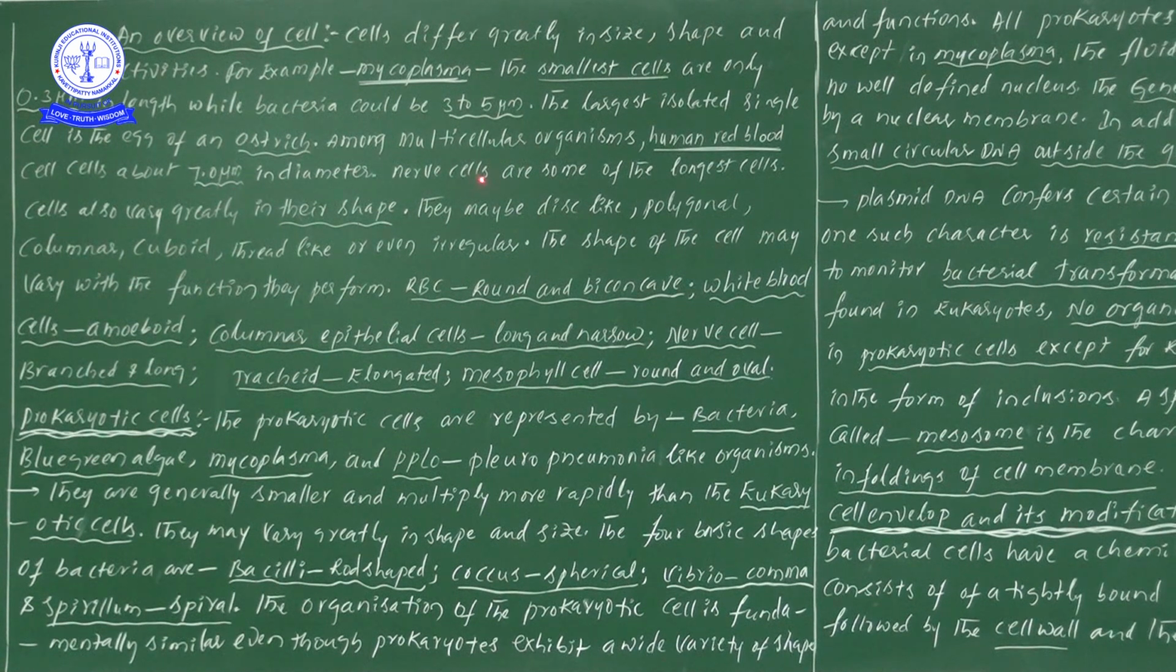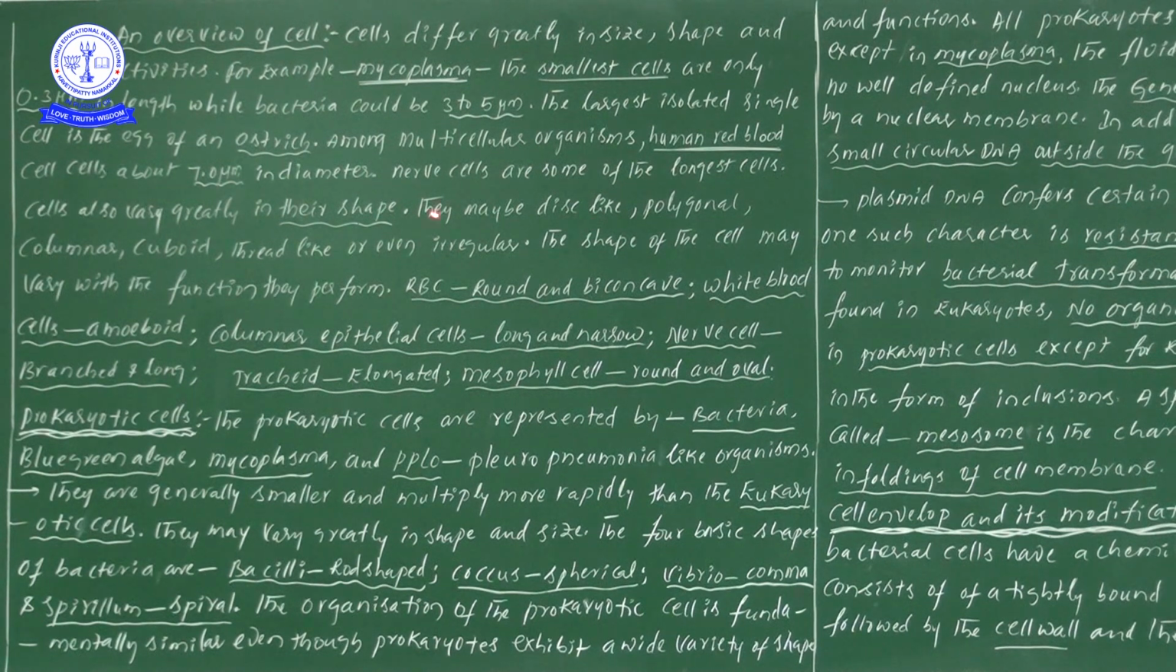Next, nerve cells are some of the longest cells. In our body also, we consider nerve cells as the longest cells. Next, cells also vary greatly in their shapes. Here we have seen differences from the point of view of size; likewise, cells also vary greatly in shape. Maybe disc like.